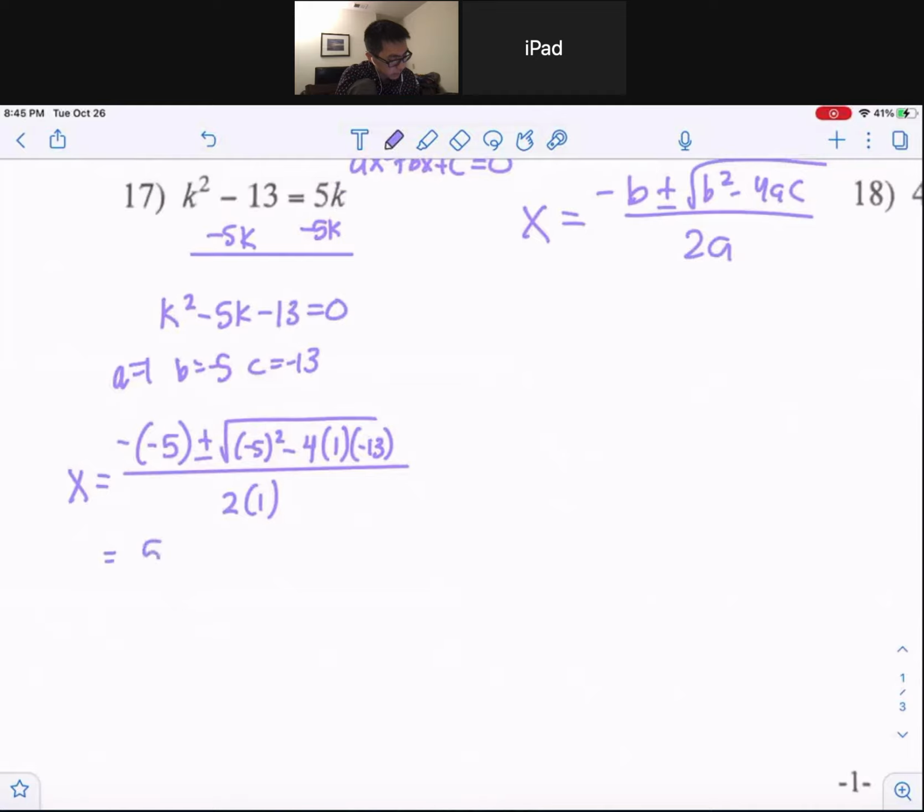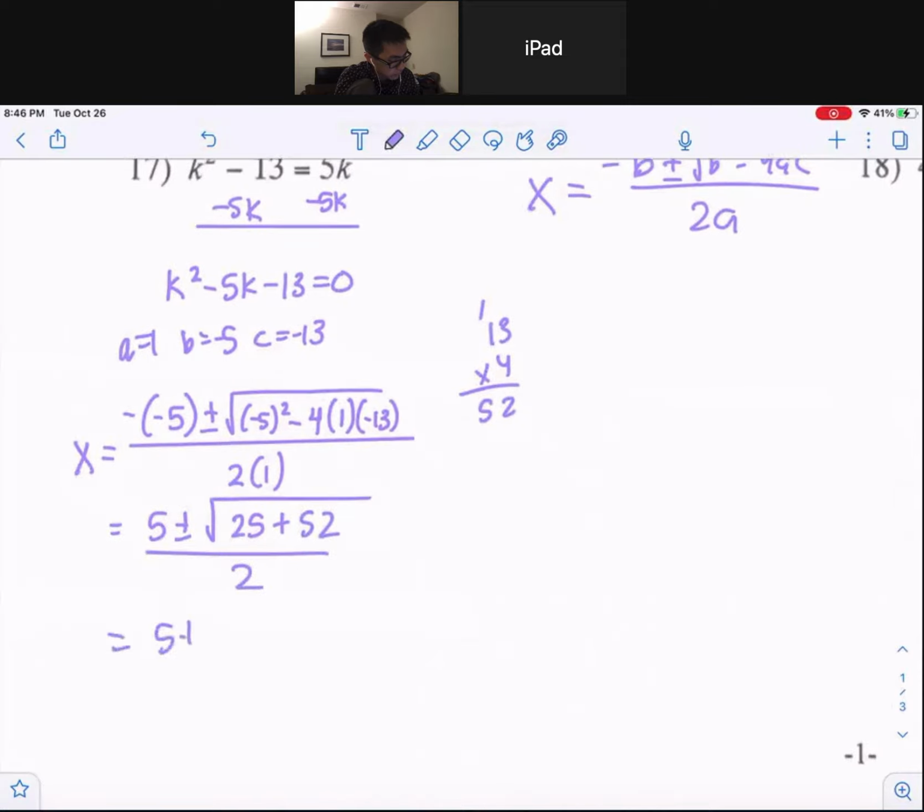Negative of negative 5 is positive 5, plus or minus the square root of negative 5 squared, which is 25. Negative 4 times 1 is negative 4. Negative 4 times negative 13, you guys, that's a positive. 13 times 4, you guys, 12. 4 times 1 is 4, plus 1, 52. All over 2. 5 plus or minus the square root of 77 all over 2.